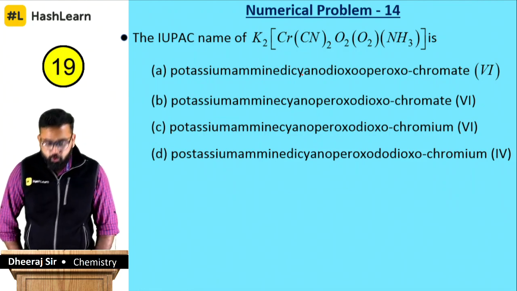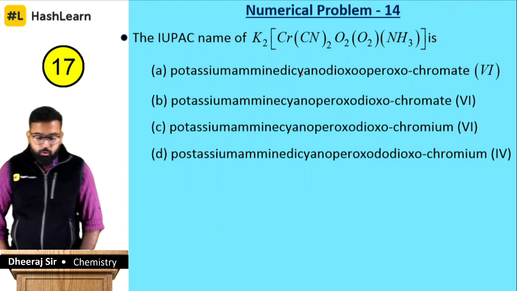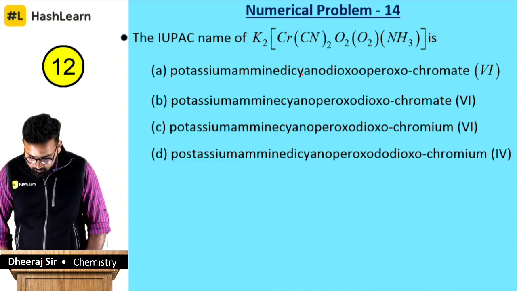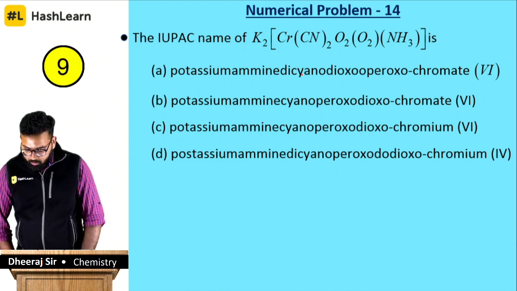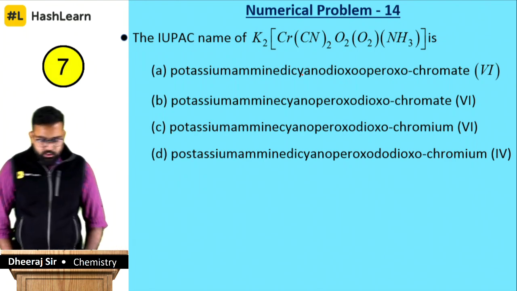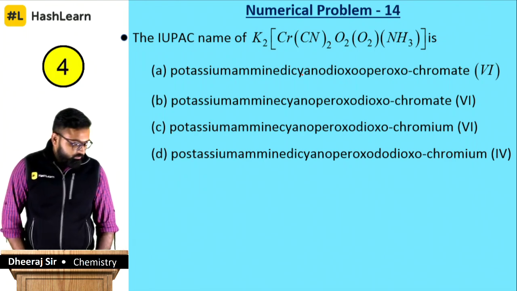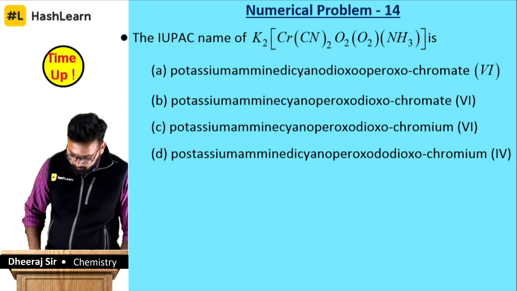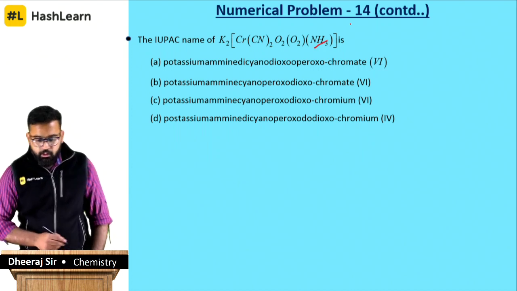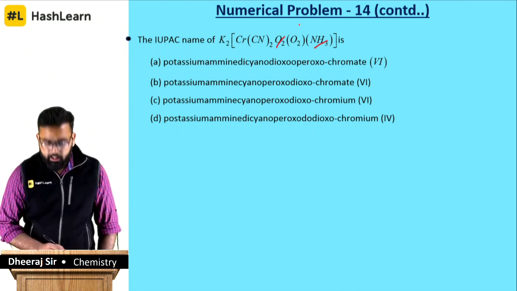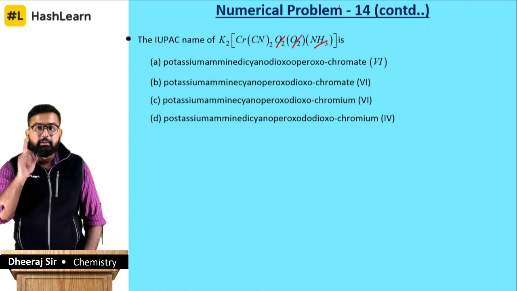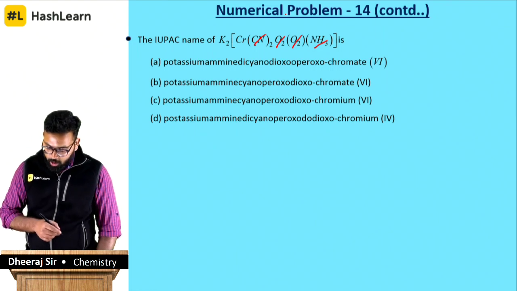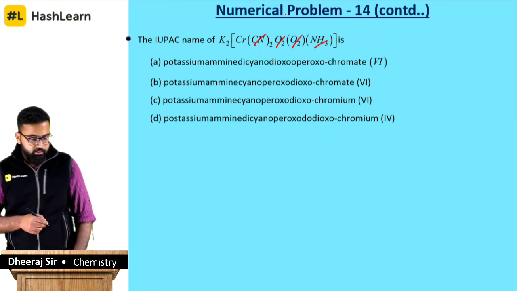You have potassium, chromium, cyanide, oxygen, O2 inside the brackets, and NH2. What does this indicate? So what is it? This is amine, this is oxygen, and if it is inside square brackets, it means it is peroxy. This is cyanide. So what is it going to be in the alphabetical order? In the alphabetical order, quickly.